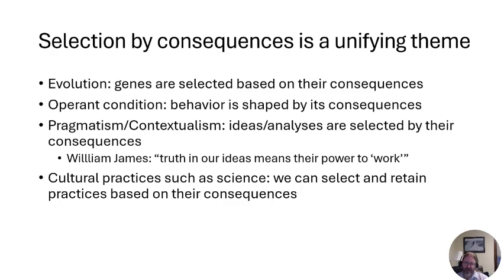And one theme that I think is hard to see early on, but is important to understand, a unifying theme, is called selection by consequences. So this idea initially comes up in evolution. The fact that species evolve was a known fact for a long time. What Darwin did was provide a theory, the theory of natural selection, where he argued that what we're seeing is genes are being selected and retained based on their consequences.